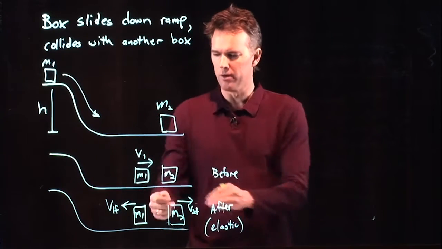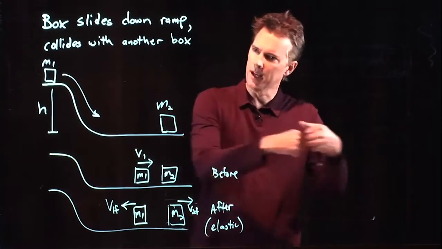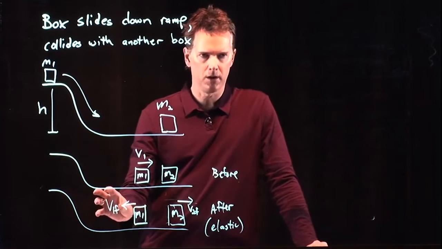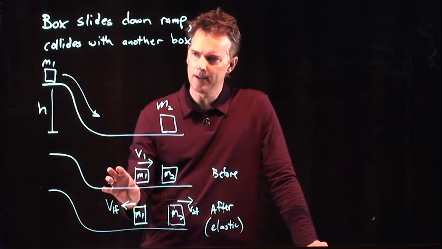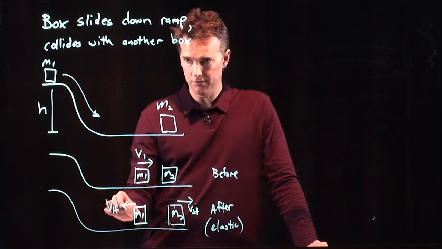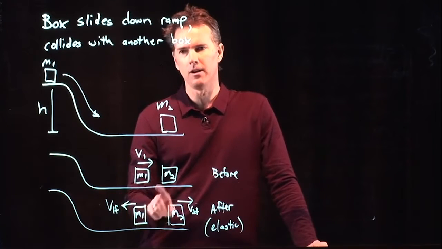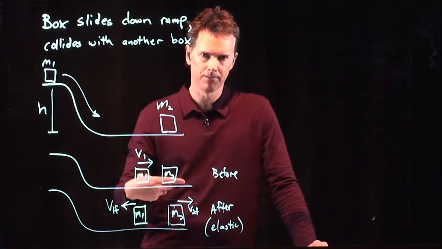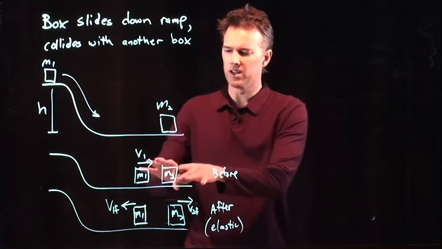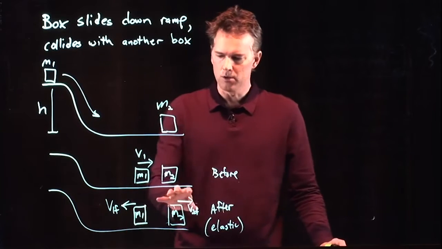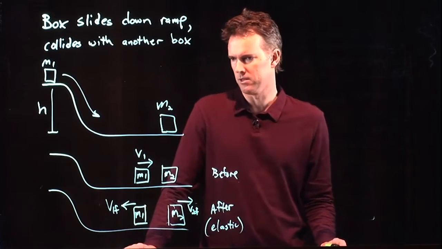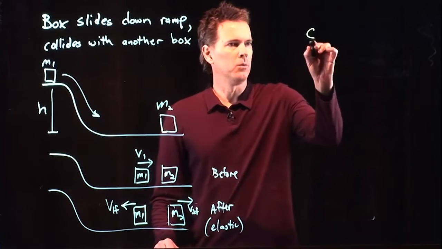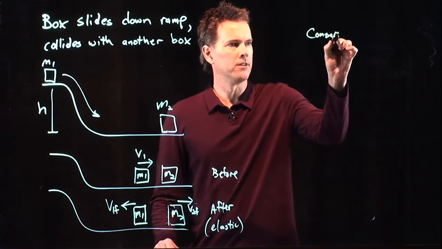We don't really know if they're going to separate like this or they're both going to end up going to the right, but it's okay. We can just draw this arbitrarily, and if we get a minus sign in our answer, that means that V1 final is not going to the left, it's actually going to the right. So as long as you are consistent with your math, you can draw these arrows in whichever direction you like. Okay, this first part, again, we need to conserve energy.